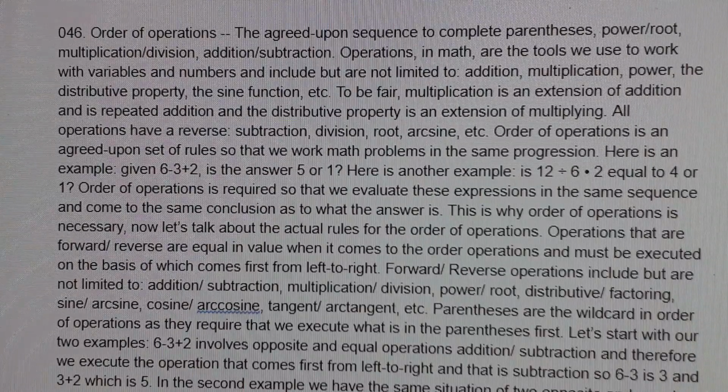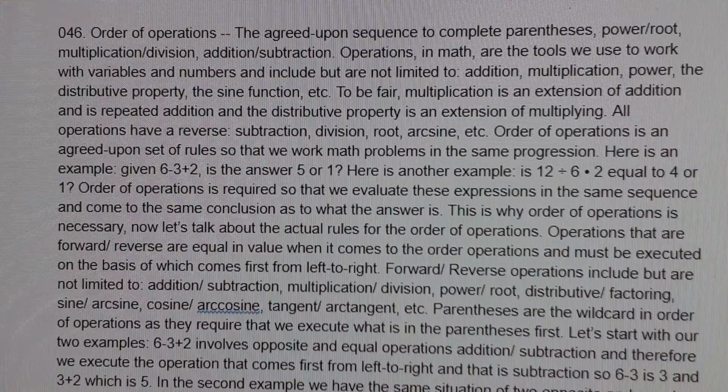Parentheses are the wildcard in order of operations, as they require that we execute what is in the parentheses first. Let's start with our two examples. 6 minus 3 plus 2 involves opposite and equal operations, addition/subtraction, and therefore we execute the operation that comes first from left to right, and that is subtraction. So 6 minus 3 is 3, and 3 plus 2 is 5.